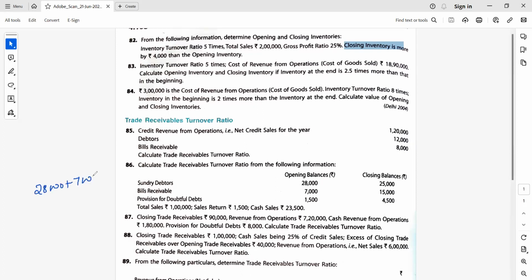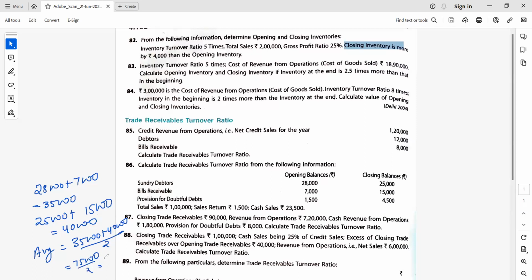28,000 plus 7,000, that is 35,000, is opening. 25,000 plus 15,000, it is closing. Average is 35,000 plus 40,000 divided by 2, that is 75,000 divided by 2, which is 37,500. This is average trade receivable.